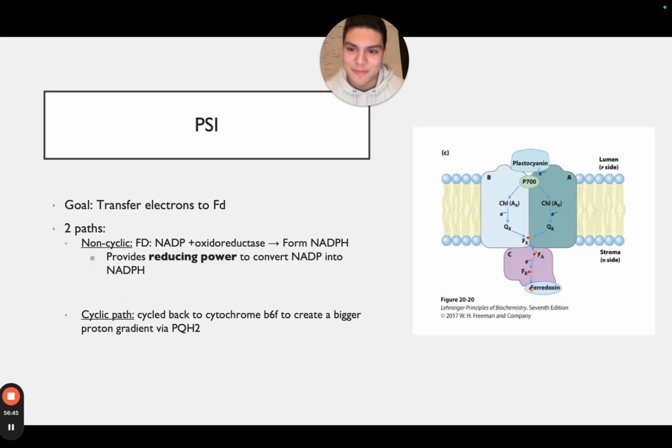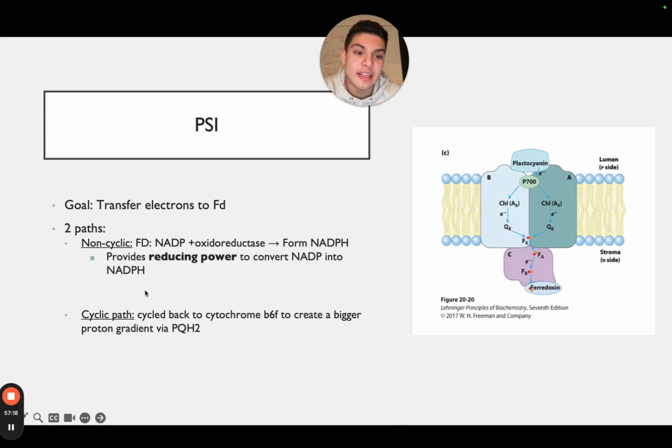So photosystem 1, right? The goal is to transfer electrons to ferredoxin from our P700, right? We're going to grab the electrons from plastocyanin, and that's going to donate the electrons, and it's going to get excited by light. And then what's going to end up happening is it's going to pass through these iron sulfur clusters and then pass on to ferredoxin. And the ferredoxin, if it goes the non-cyclic route, it'll form our NADPH, which provides the reducing power to do the carbon reduction step 2. And I think fixation as well. I don't want to speak too soon about that.